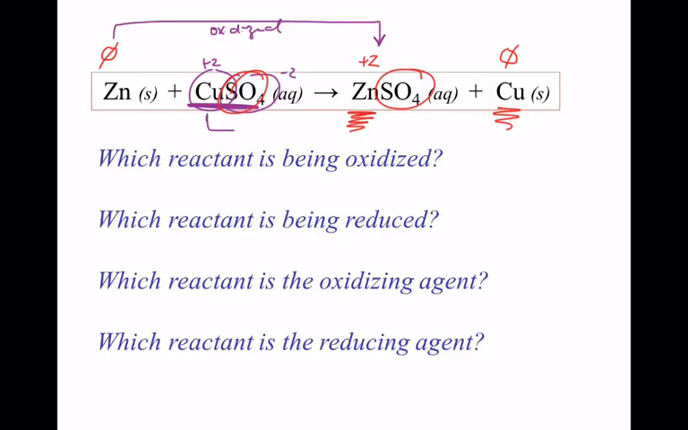Let's look at the copper, Cu. Copper is going from a +2 to 0. So what's going on there? Reduction, or reduced. Very good. Perfect.